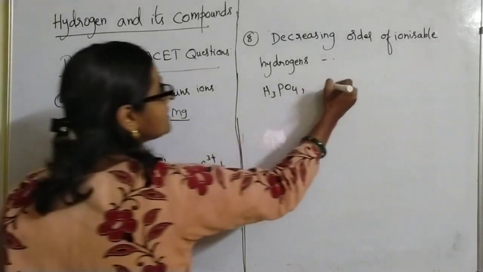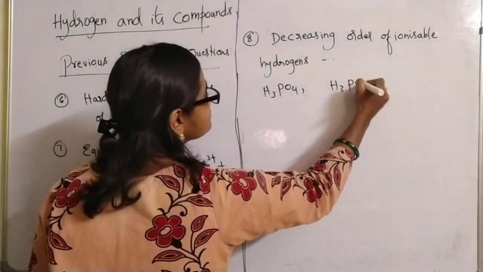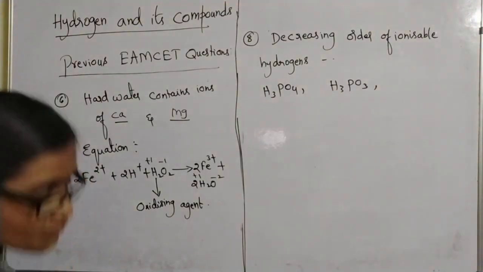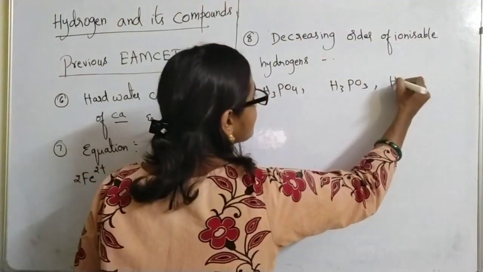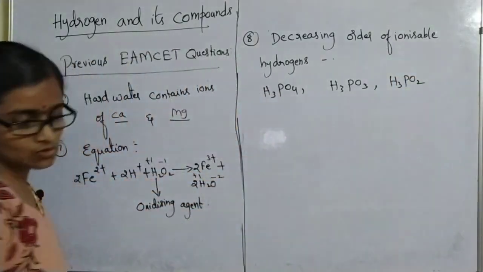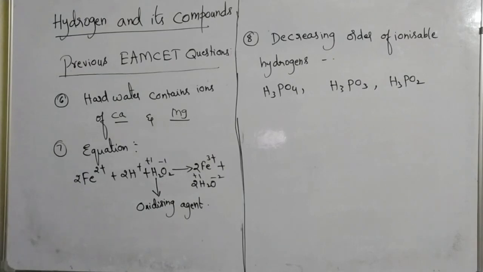And then H3PO3 is given, H3PO2 and H4P2O6. Let me show you the number of what we call ionizable hydrogens.